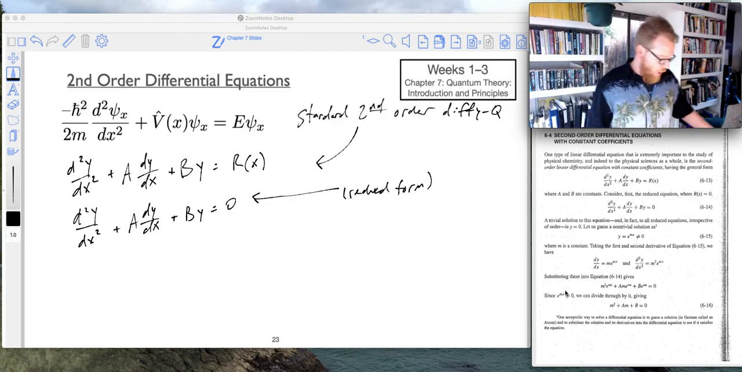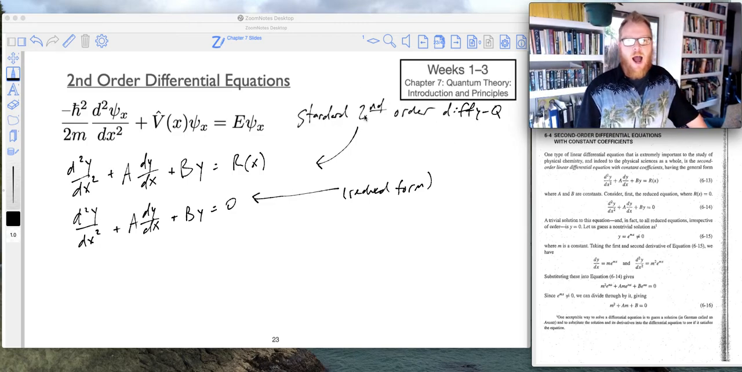Okay, so recall, we set up the form of a standard second order differential equation, which basically says the second derivative of a function plus the first derivative of a function plus the function itself all equals 0 for the reduced form. If we have something in this reduced form, then just as we would do with the Schrodinger equation, we would algebraically rearrange it to match this form. And we're going to do that.